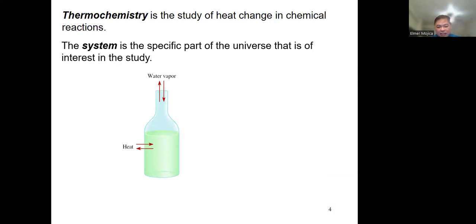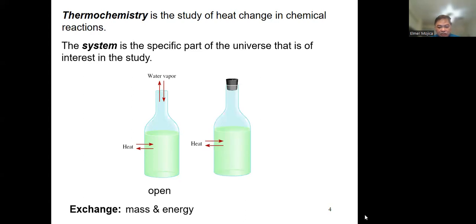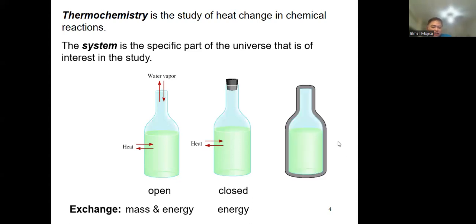You can have an open system where both matter and energy can be exchanged. You can have a closed system where only energy can be exchanged, or you can have an isolated system where nothing is being exchanged.